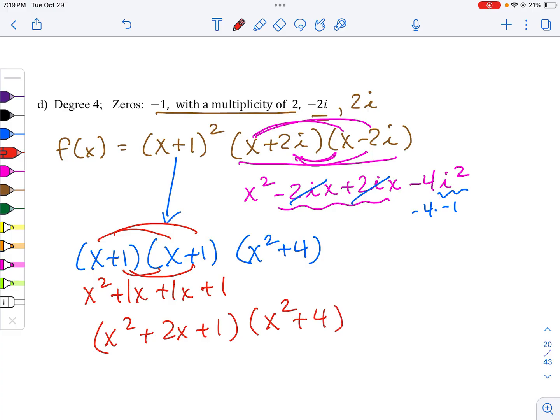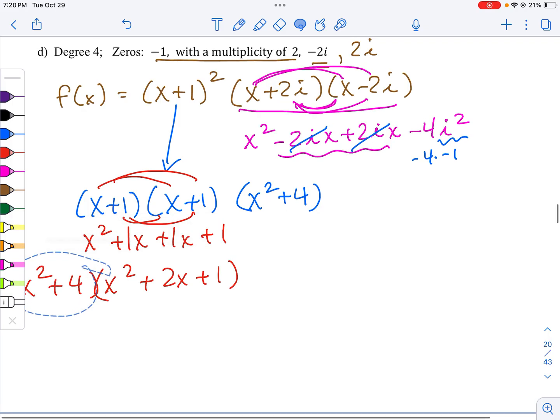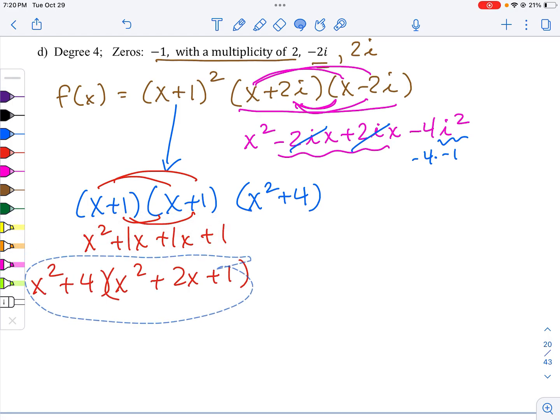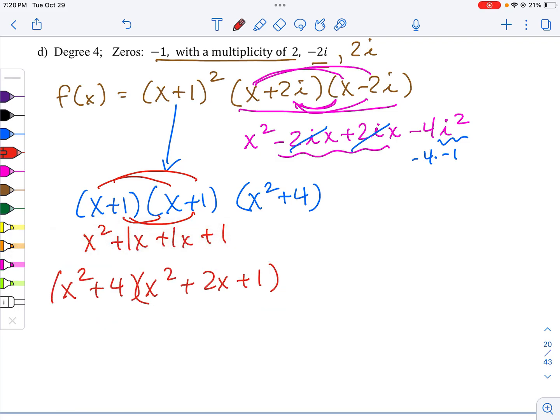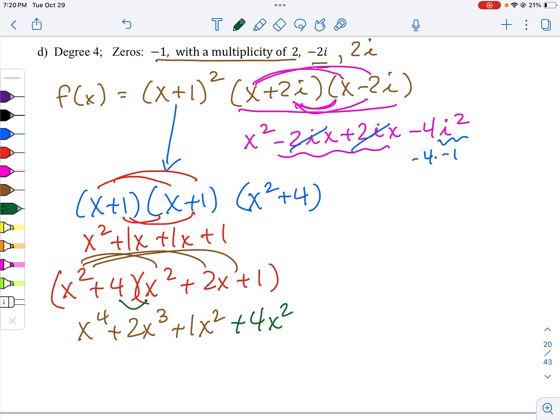Now, I don't like the x squared plus 4 there, so I'm going to go ahead and move that in the front. So then we have to FOIL those out as well. All right, so our last step then is to multiply. So x squared and x squared is x to the 4th, plus 2x to the 3rd, plus 1x squared, or just x squared. Then when we distribute the 4, we get 4x squared, we get 8x, and then a plus 4.